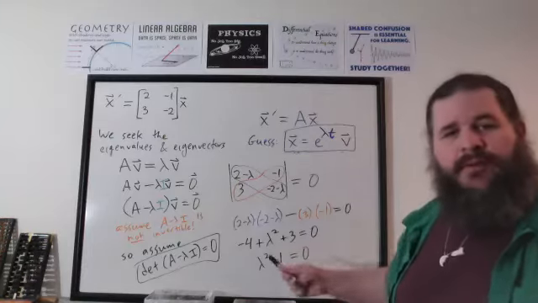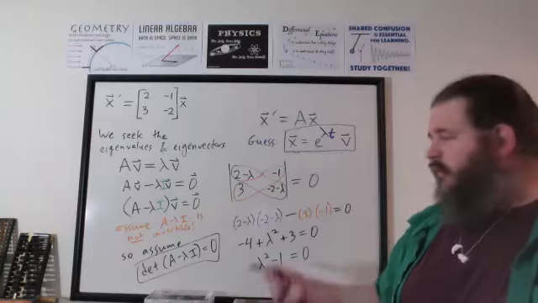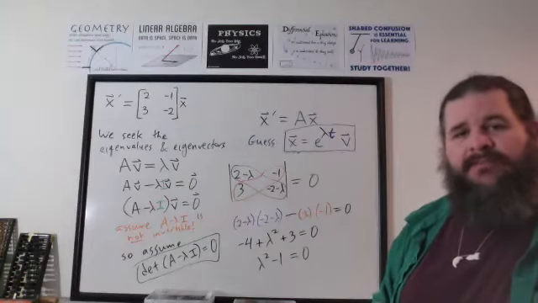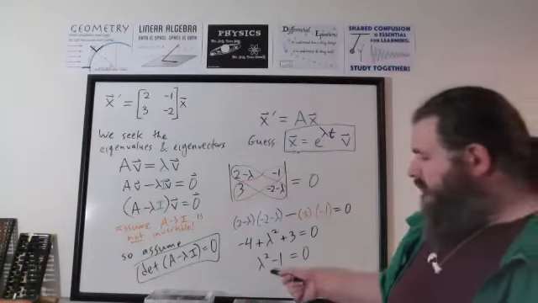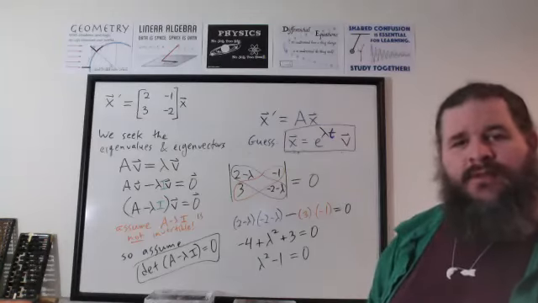This lambda squared minus 1 is what we would call the characteristic quadratic, in the sense that it's a quadratic that tells us everything we need to know about the eigenvalue. It's characteristic of the matrix. And how would we solve this for lambda? What would be a good way to solve this quadratic?